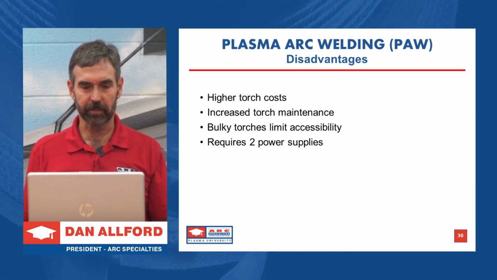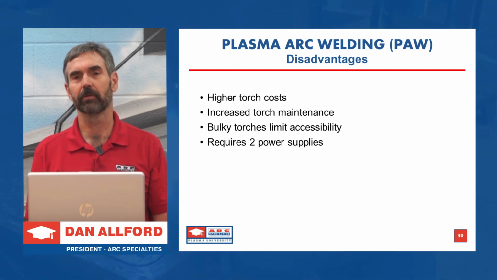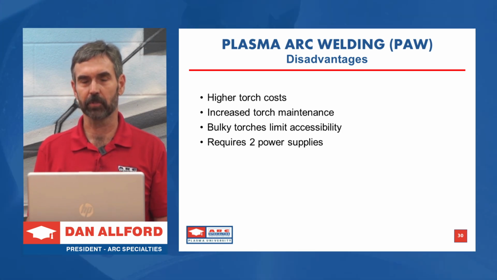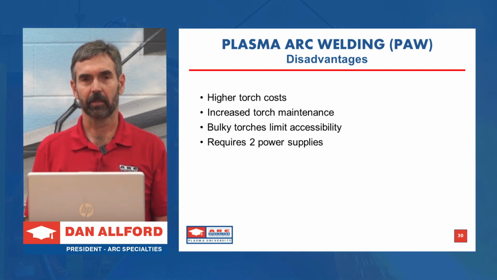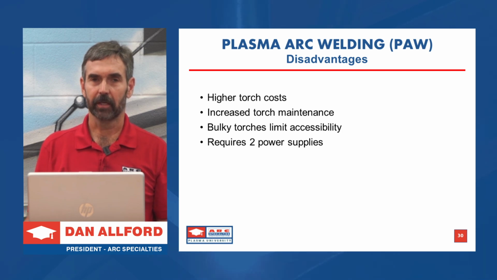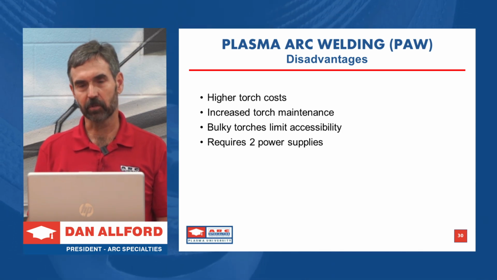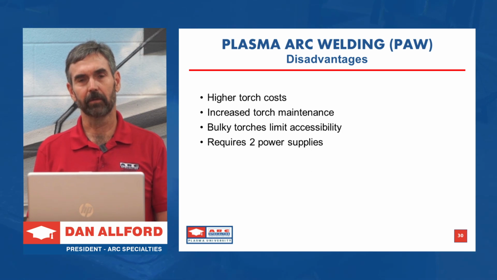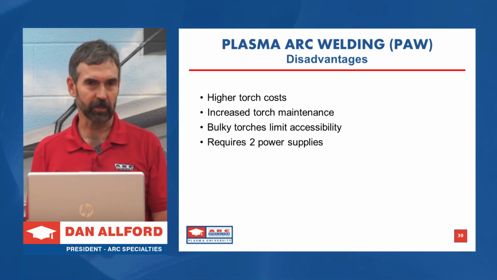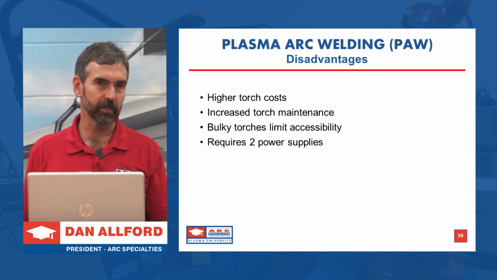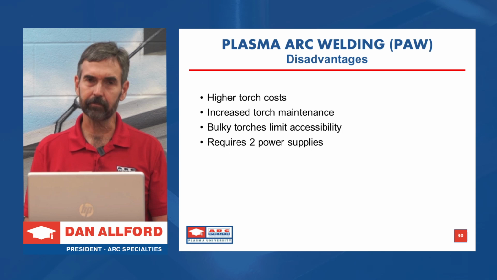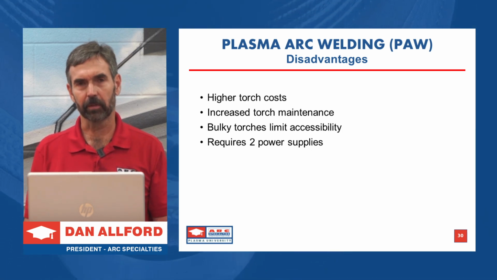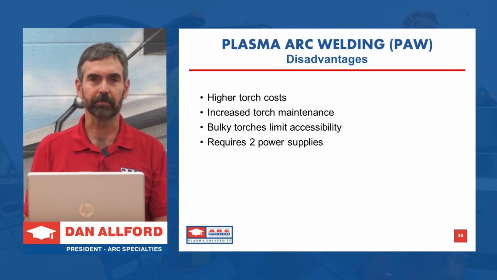With advantages, there's always disadvantages. There's higher torch cost. A TIG torch can be had for $100. Plasma torches typically are thousands of dollars. Increased maintenance: there's a lot going on in a plasma torch, a lot of seals, water flow and such, and all this has to be maintained. You have bulkier torches. Typically, you have a torch which is much larger in diameter. The exception proves the rule. We have some that go down to 3/8 of an inch in diameter, but overall, most plasma torches are larger than TIG torches. And finally, it requires 2 arc welding power supplies, one for the pilot arc and one for the main arc, and each of these adds cost to your system.